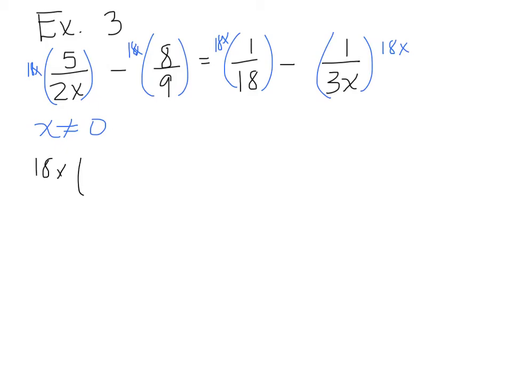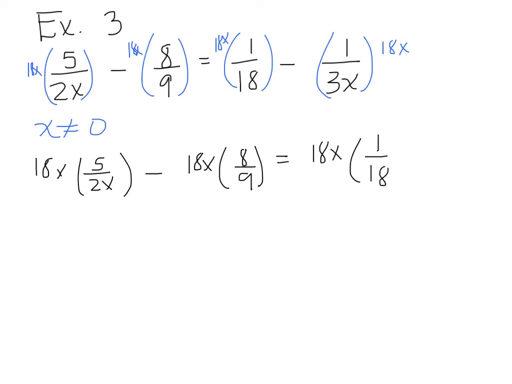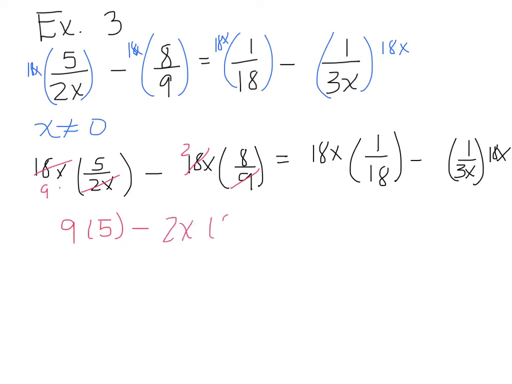It'll look like this. And I'm rewriting this so I can show you my cross canceling. 2x goes into 18x 9 times, so you're left with 9 times 5. 9 goes into 18x 2 times, but you're still left with the x. Here, 18 divided into 18 once, but you're still left with the x. And 3x goes into 18x 6 times.